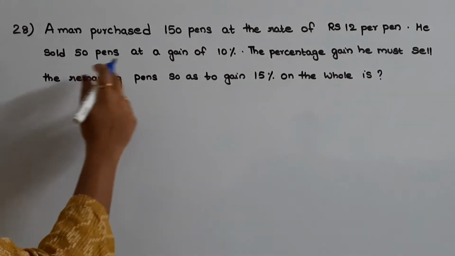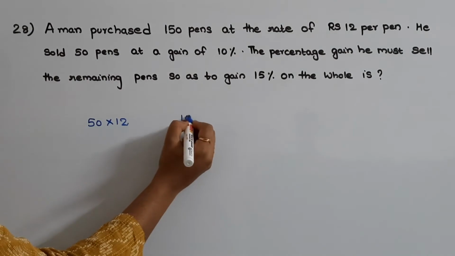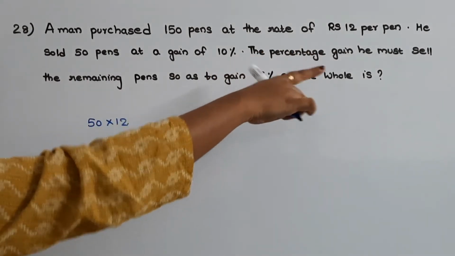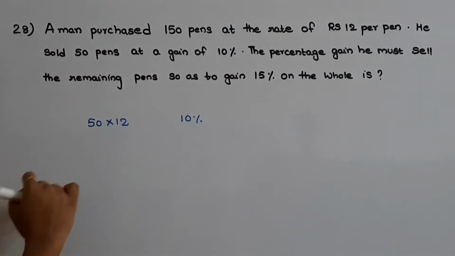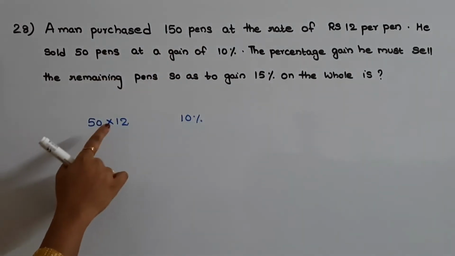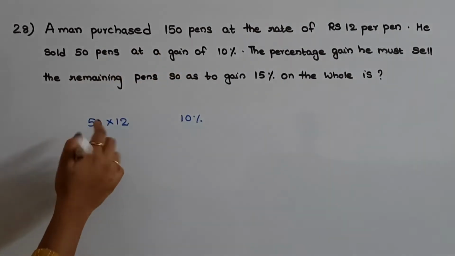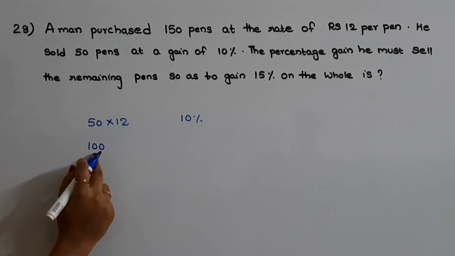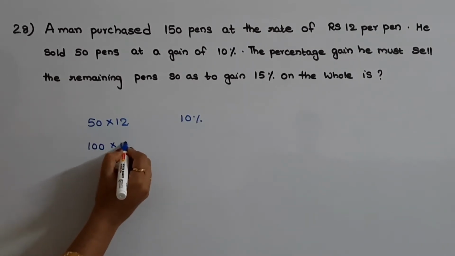Okay, and he sold them at a gain of 10%. We need to find out the percentage gain at which he must sell the remaining pens. So what will be the remaining pens? Total pens were 150. So the remaining pens will be equal to 150 minus 50, that will be equal to 100. Then what will be the cost price of these 100 pens? That will be equal to 100 into 12.